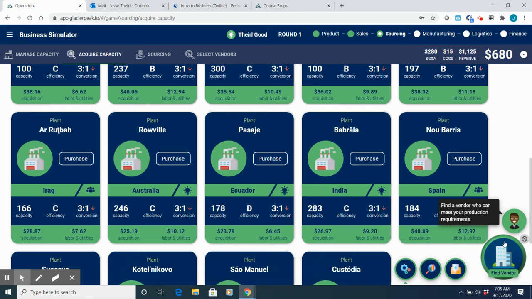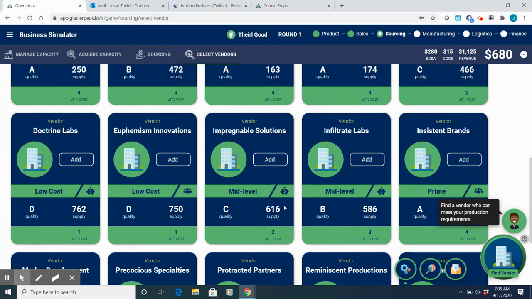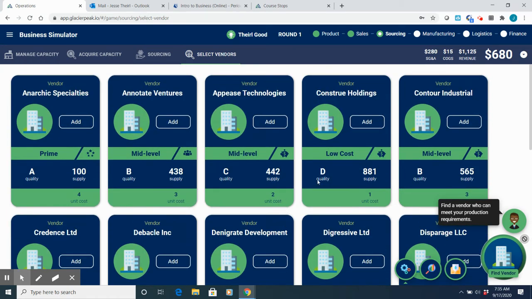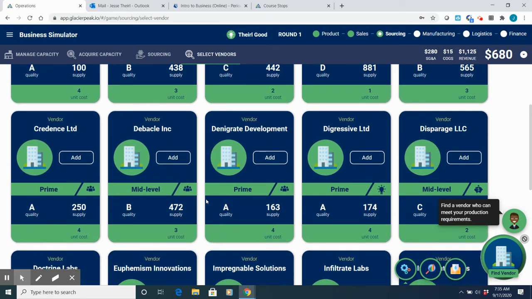Next up, we have to find a vendor. It's kind of the same idea here. You can see the quality of the product, and you can see how much they are willing to sell. So the higher number means that you'll be able to create more products. So again, I tend to lean towards spending the money.